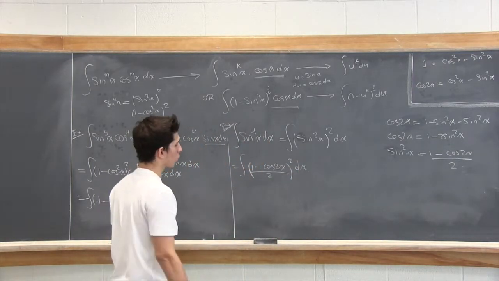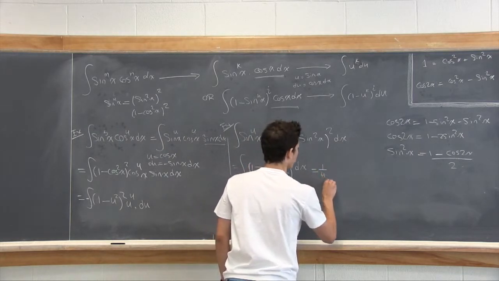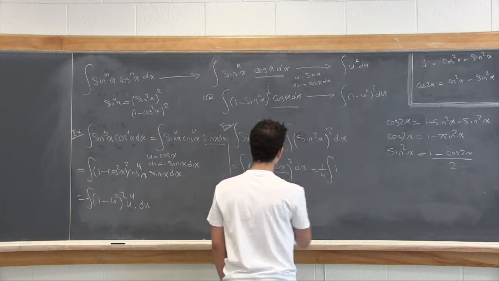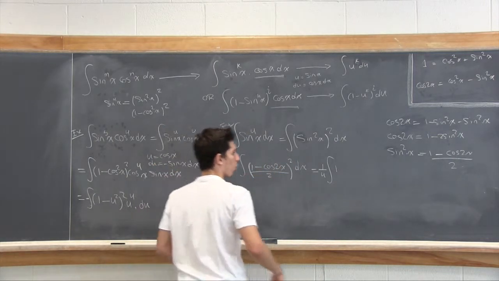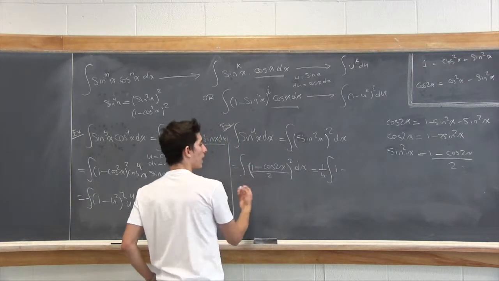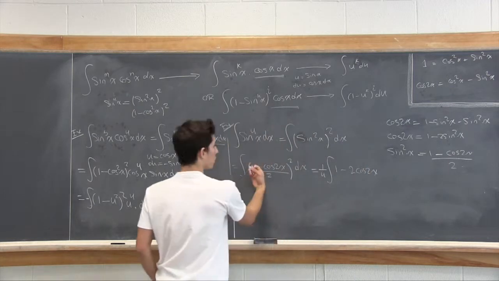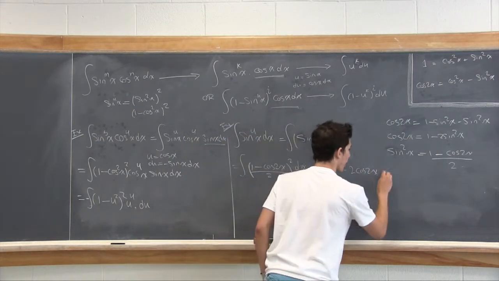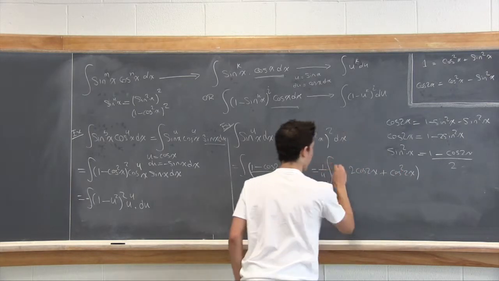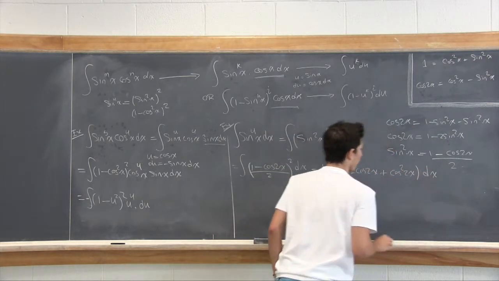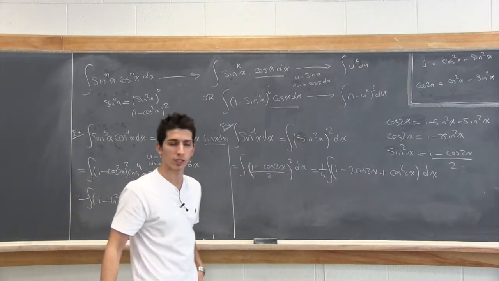And then here I'm going to take out the 1/4 and distribute everything. So I'm going to get a 1, right? When I have 1 minus cosine 2x, I'm going to get a 1 term. I'm going to get a minus 2 cosine 2x term plus cosine squared 2x dx. If you didn't follow that, make sure you can just FOIL it out on your own and make sure you can get the same thing.